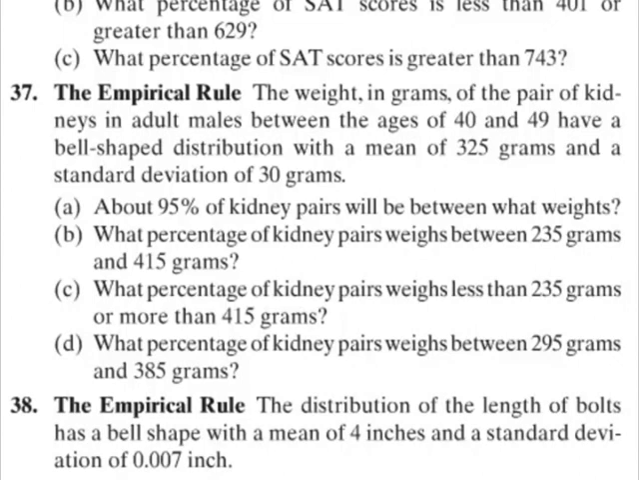Hey guys, did you know an adult male? Oh, you have to be between 40 and 49. I don't think that applies to any of you guys.